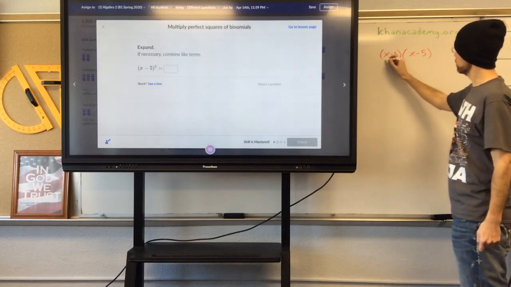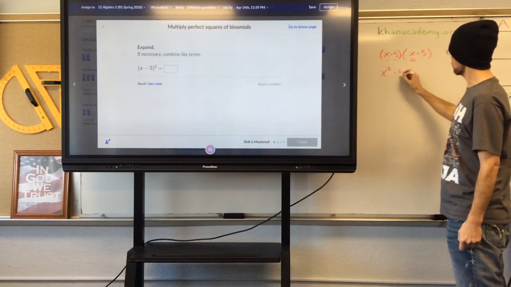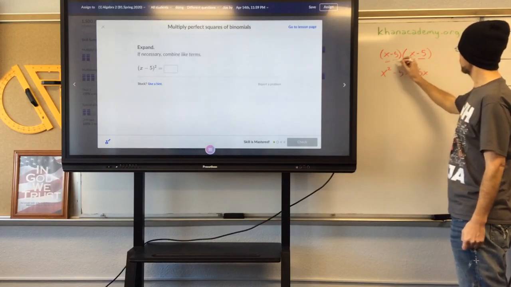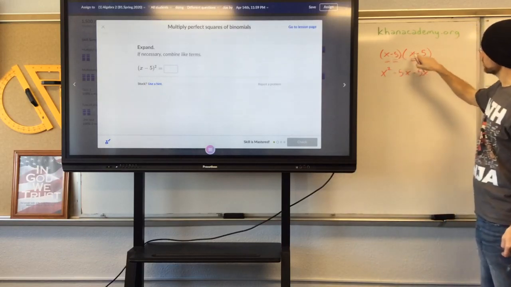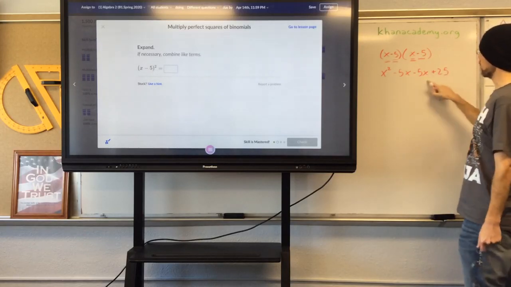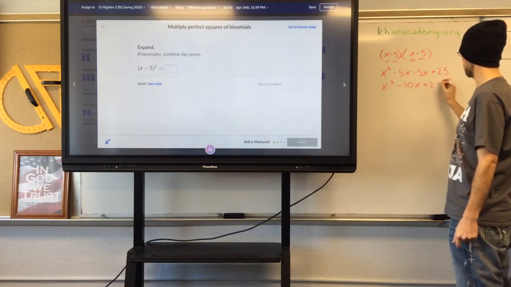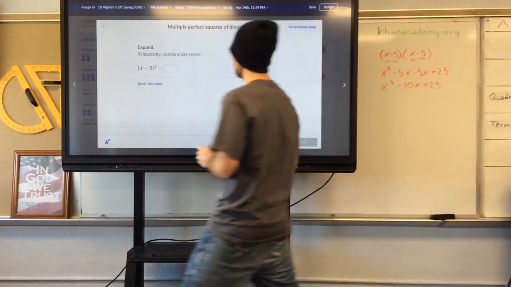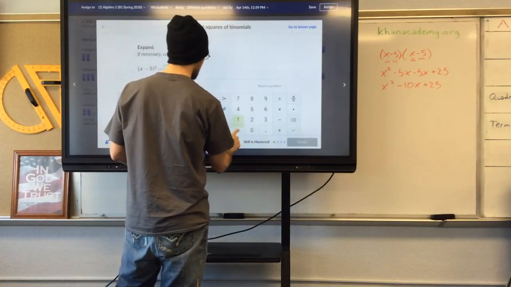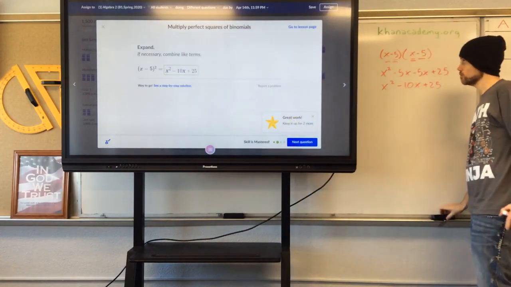And that's x squared minus 5x minus another 5x, minus 5 times minus 5, or negative 5 times negative 5 is positive 25. And we combine these terms and we get x squared minus 10x plus 25, and that's our solution. So we'll write it in here, x squared minus 10x plus 25. Okay, so that confirms that that's true.